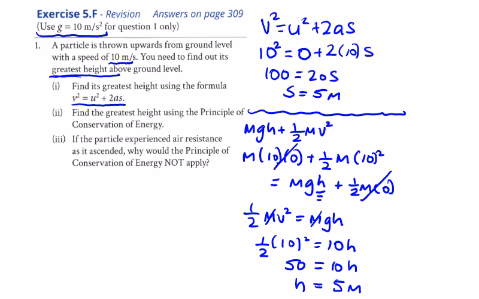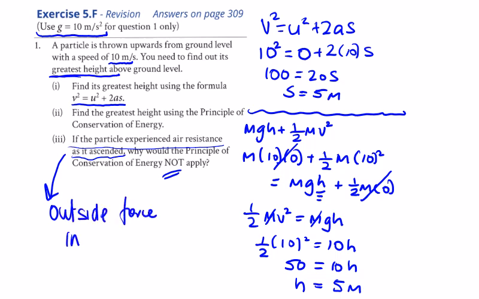And then if the particle experienced air resistance, well, that's an outside force as it ascended. Why would the principle of conservation not apply? And you just write down here outside force involved. Therefore, principle of conservation of energy does not apply. You write the rest of that.